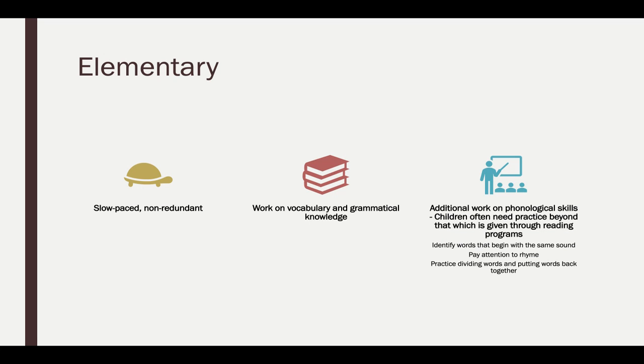In elementary school, we use slow-paced and non-redundant instruction. And then we're really working more on vocabulary and grammar. So, unless it's a severely disabled child, they're moving out of needing to learn to talk and initiate. It's more about building their vocabulary and grammar, so not only can they speak, but they can understand what they're reading and hearing. And for some kids in elementary, they're still working on those phonological skills, trying to get those basic blocks together for reading in their language.